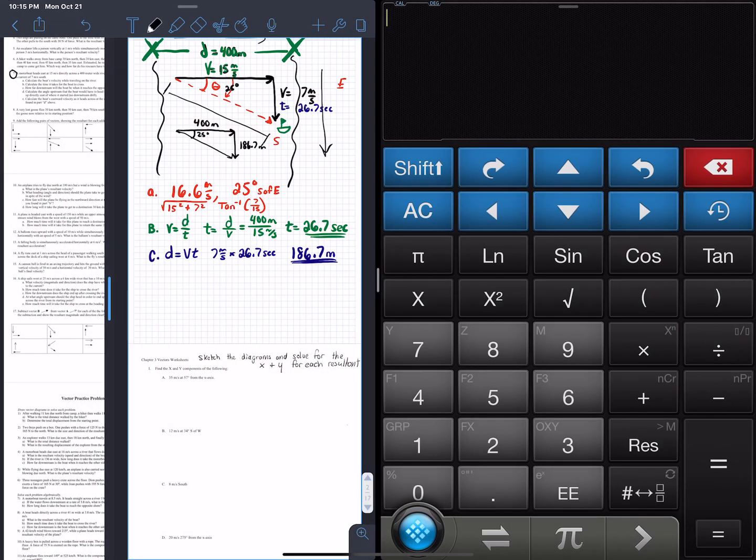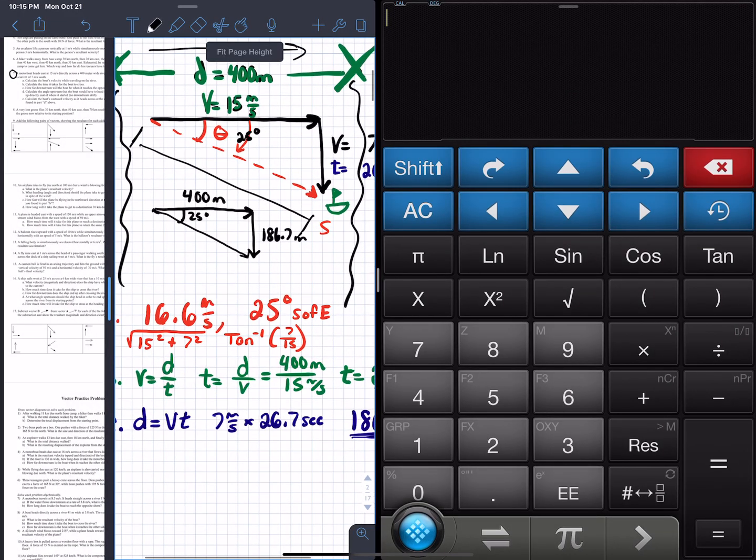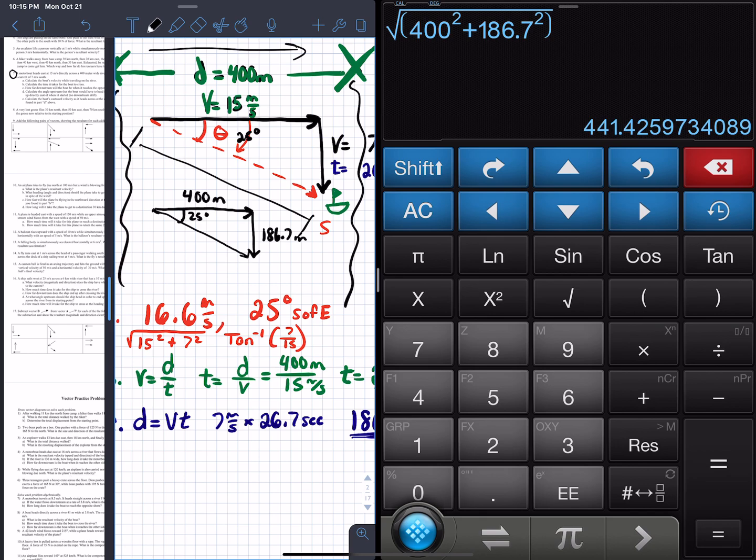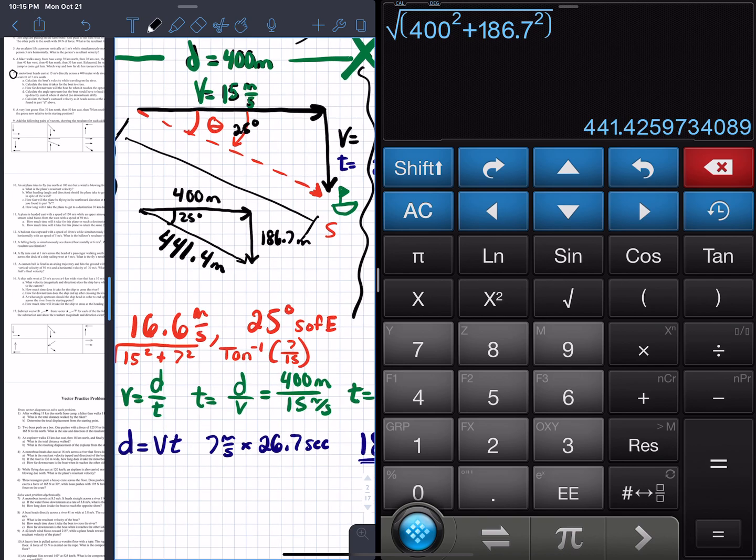There's my square root. So I'm going to get the square root of 400 squared plus 186.7 squared. And the distance along the resultant path is going to be 441.4 meters. Now, why am I showing you this?